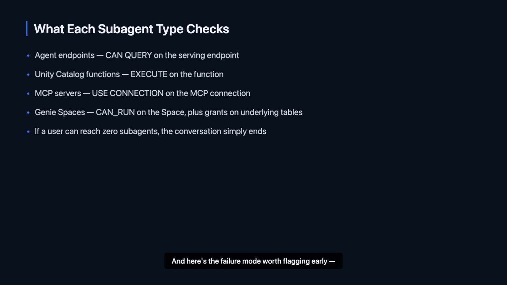And here's the failure mode worth flagging early. If a user has 0 accessible subagents, the conversation simply ends. It doesn't error loudly, it just has nowhere to route, which makes it easy to miss in testing.